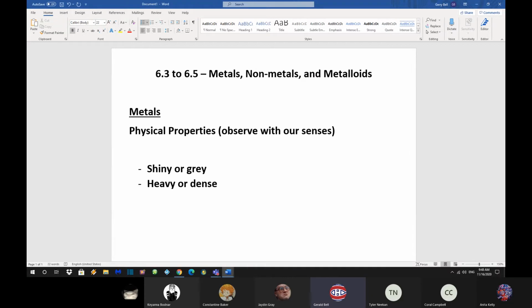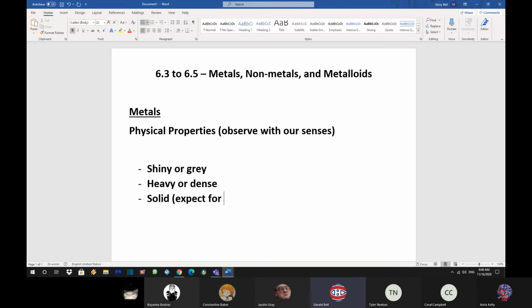And most metals, if you put them in water, I say most metals, they're going to sink to the bottom. There are some metals that would actually float around on the water, believe it or not. So some are a little less dense, but they're also reacting with water at the same time. So shiny or gray, heavy or dense. Probably most of them are solid, except for mercury.